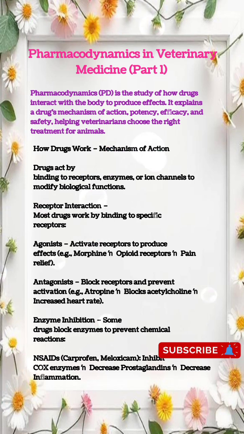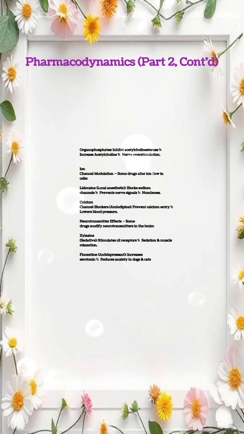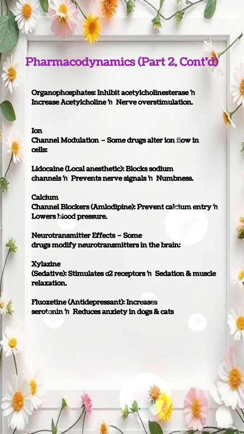Enzyme inhibition. Some drugs block enzymes to prevent chemical reactions. NSAIDs, carprofen, meloxicam, inhibit COX enzymes, decrease prostaglandins, decrease inflammation. Organophosphates inhibit acetylcholinesterase, increase acetylcholine, nerve overstimulation.